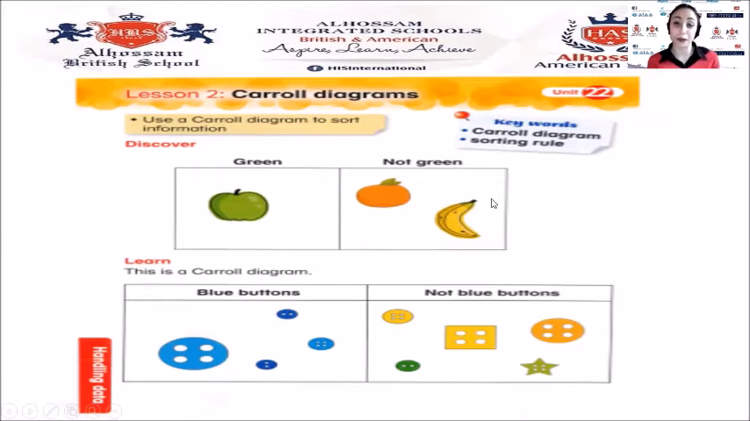Can you please sing with me? Carroll diagram, used to grouping things. Perfect. Okay, again. Carroll diagram, used to grouping things. Now we have two groups.